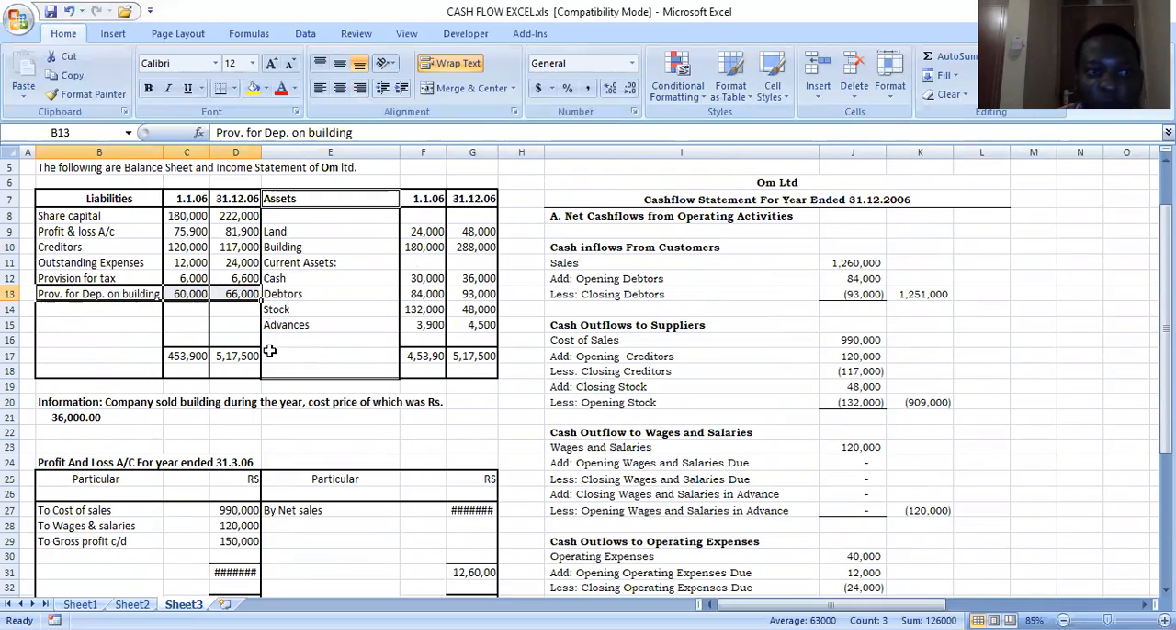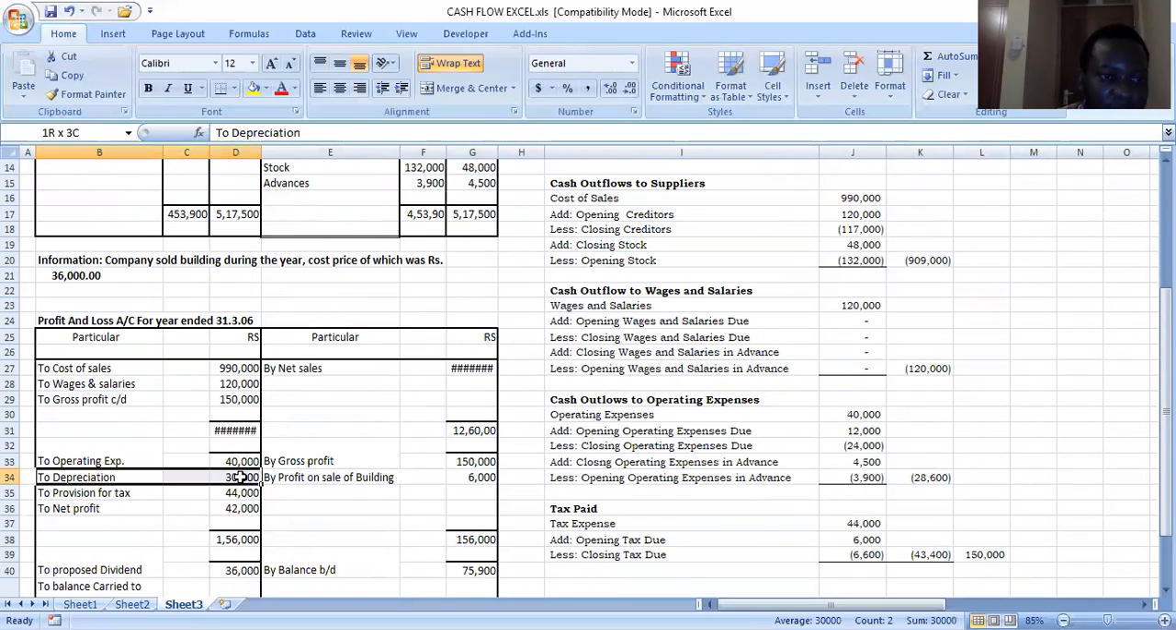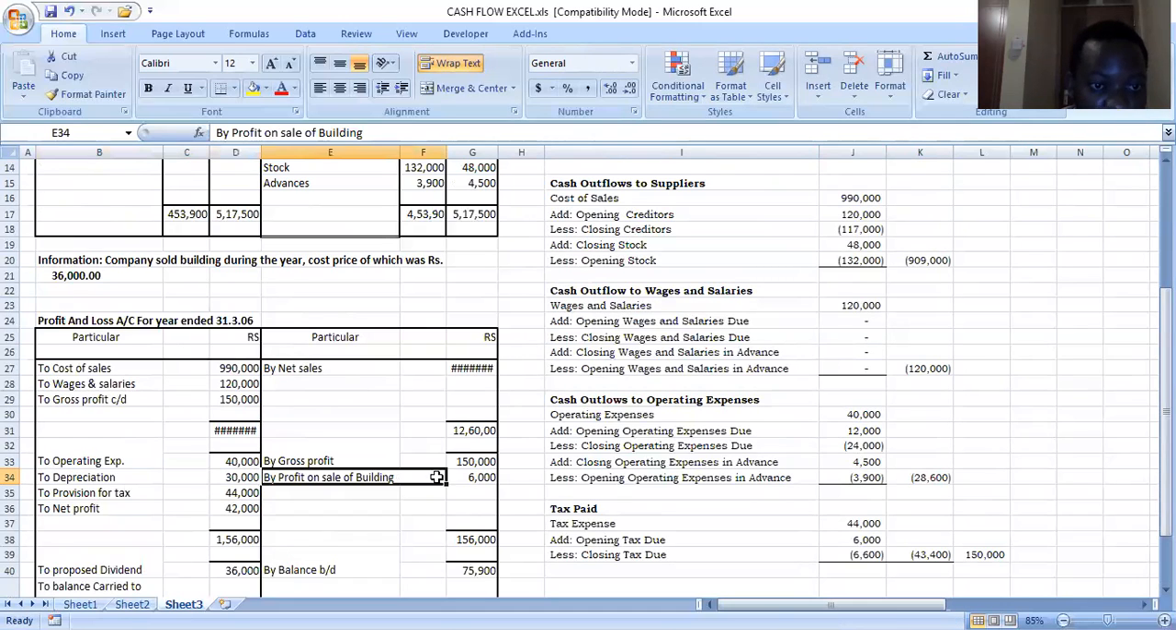We have provision for depreciation on buildings, as I've highlighted there, 60 and 66,000 shillings. And then we have some depreciation here in the income statement, which is relating to the buildings. And then we have profit on sale of buildings. So this information complicates our determination of whether buildings were purchased or not. So we need to work that out.